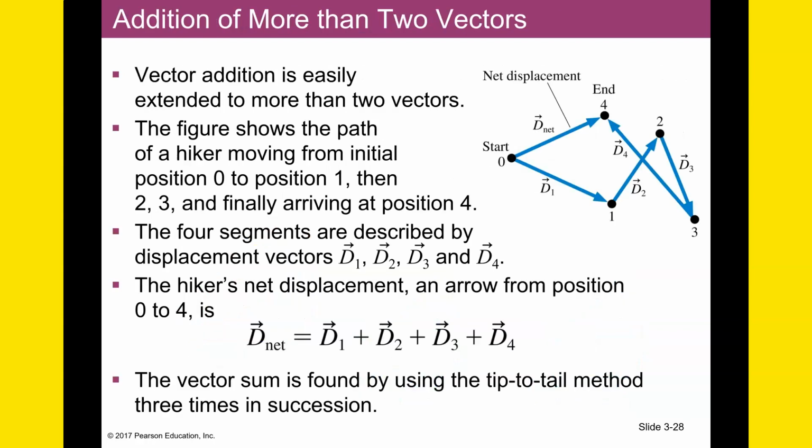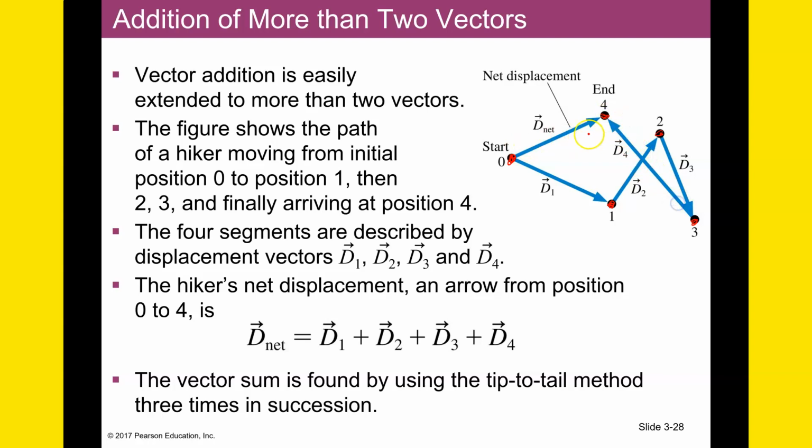Vector addition is easily extended to more than two vectors. The figure shows the path of a hiker moving from initial position 0 to position 1, then 2, 3, and finally 4. So the hiker starts here, and then first of all he takes displacement vector d1, and ends up here. Then he does displacement vector d2 and ends up here. Then he does displacement vector d3 and ends up here. Then he does displacement vector d4 and ends up here.